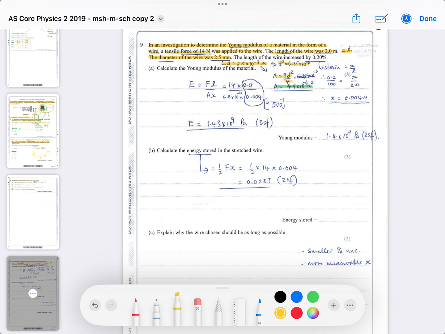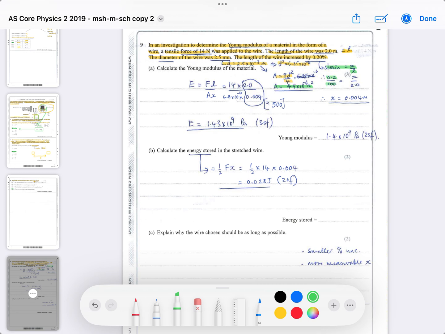The question continues with information that the length of the wire was increased by 0.2%. So the 0.2% is telling you that the strain is equal to the extension over the length. So x over L, in other words, is 0.2%. Yeah?